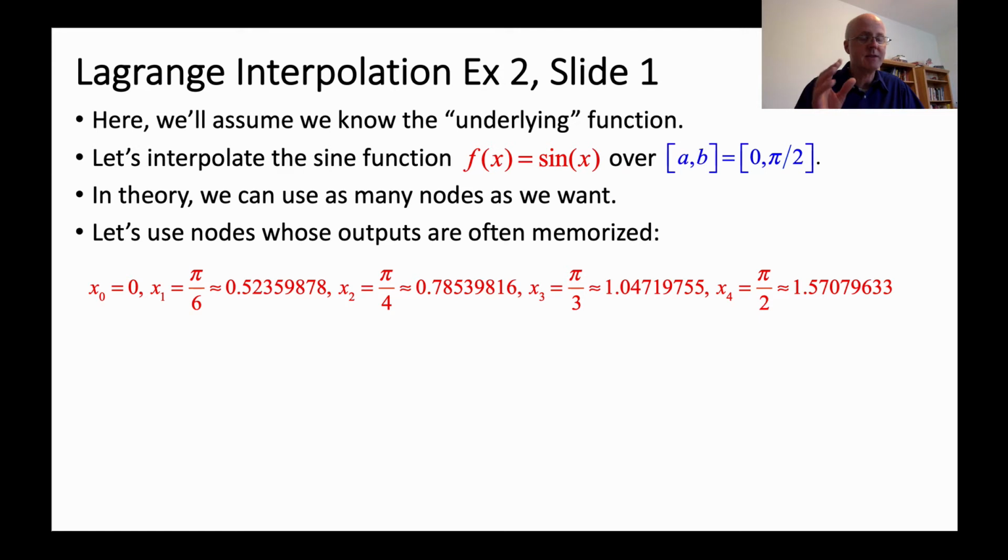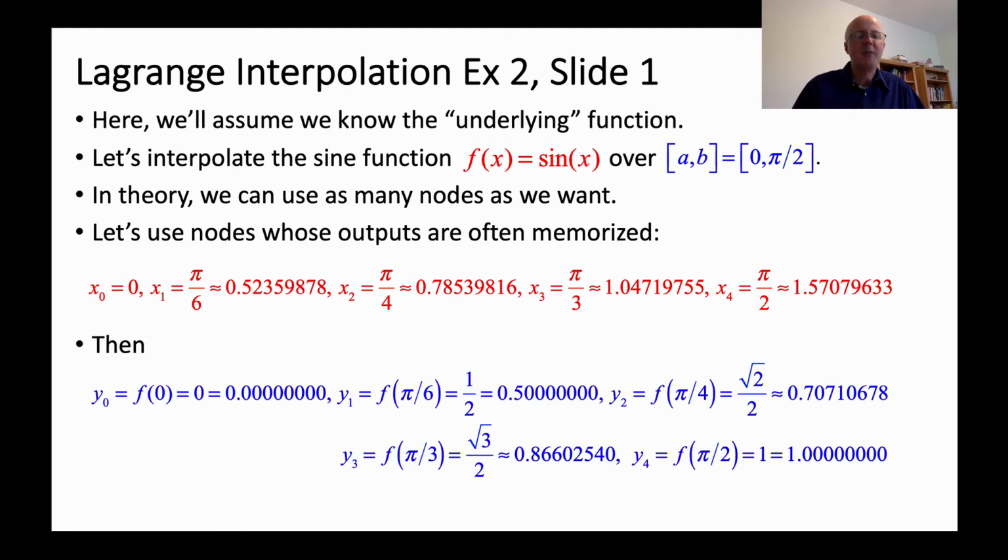These are not evenly spaced. The nodes don't have to be evenly spaced. That's a feature of this theory, that the nodes don't have to be evenly spaced, and these are not. What are the outputs? You should have those memorized. f of 0 is 0, f of pi over 6 is 1/2, f of pi over 4 is square root of 2 over 2, f of pi over 3 is square root of 3 over 2, f of pi over 2 is exactly 1.